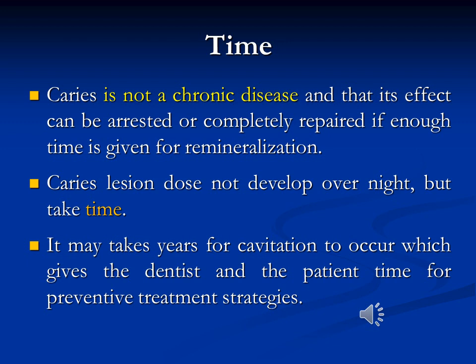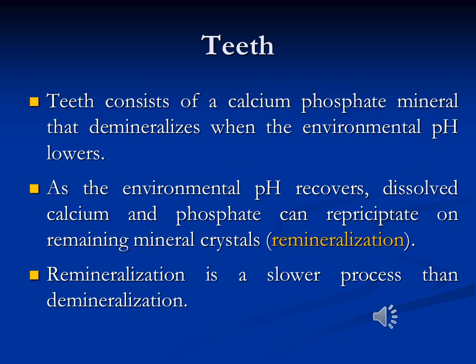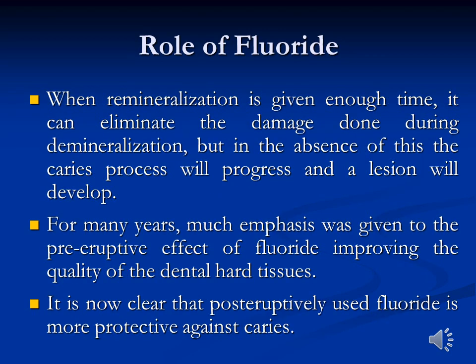It may take years for cavitation to occur, which gives the dentist and the patient time for preventive treatment strategies. Teeth consist of calcium phosphate minerals that demineralize when the environmental pH lowers. If the environmental pH recovers, dissolved calcium and phosphate can reprecipitate on the remaining mineral crystals by a process we call remineralization. But unfortunately, remineralization is a slower process than demineralization. The role of fluoride: when remineralization is given enough time, it can eliminate the damage done during demineralization. But in the absence of this, the caries process will progress and the lesion will develop.